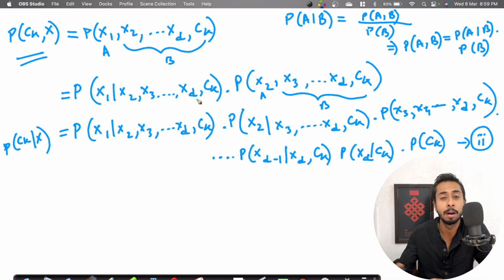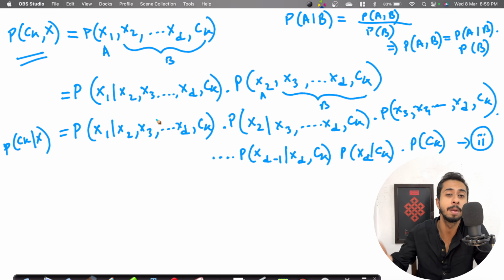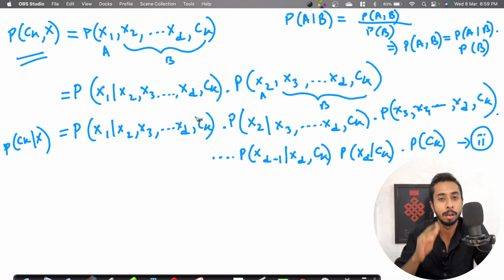So here we'll actually assume a naive assumption. We'll take a naive assumption. What is a naive assumption? That all the features x1, x2, x3, x4, all these features are conditionally independent of each other. That is why you will use the conditional probability concept. So we are assuming that all the features x1, x2, x3 up to xd are conditionally independent of each other. Then what will happen?